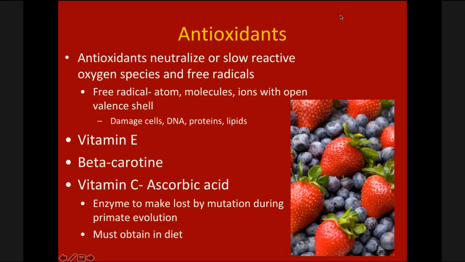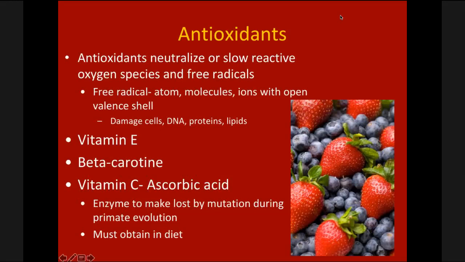But in any case, we have to consume them in our diet, because what the antioxidants do is bind with the free radicals and essentially neutralize them so that they don't bind and damage your cells, your DNA, your proteins, molecules in your body. What kind of foods can we consume to get antioxidants?